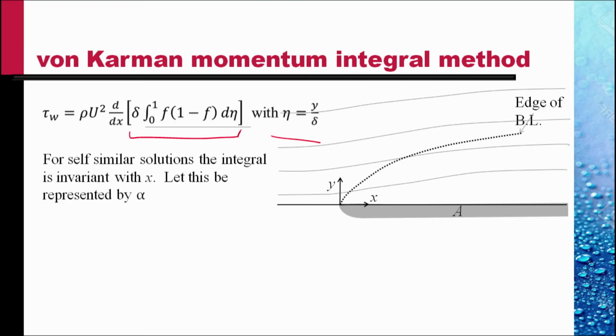And so, for self-similar solution, this integral is invariant with x. Let this integral be represented by alpha. Now, alpha is not a function of x, for self-similar solutions, the kind that we can assume on a flat plate for sure. For many other geometries, we get self-similar solutions, but that is beyond the level of this course.